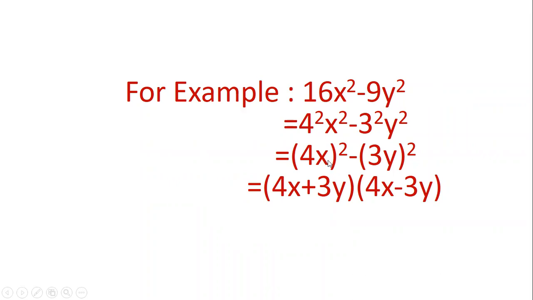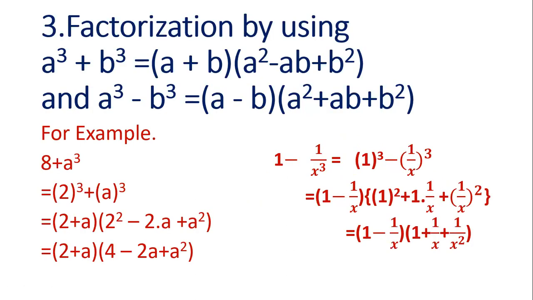After that, you can apply the formula of a square minus b square. Here 4x will act as a and 3y will act like b. So a square minus b square means a plus b, a minus b. In this way, you can factorize if you get this kind of expression.